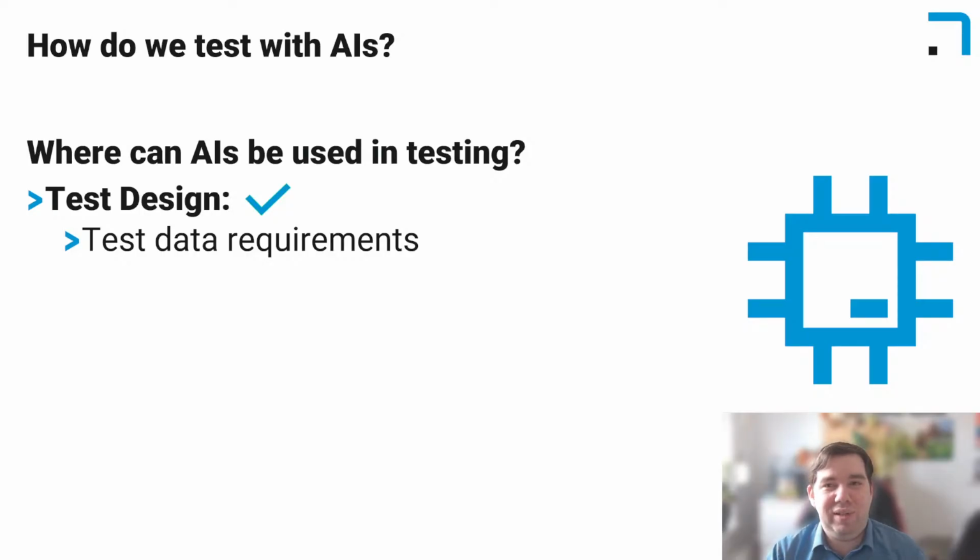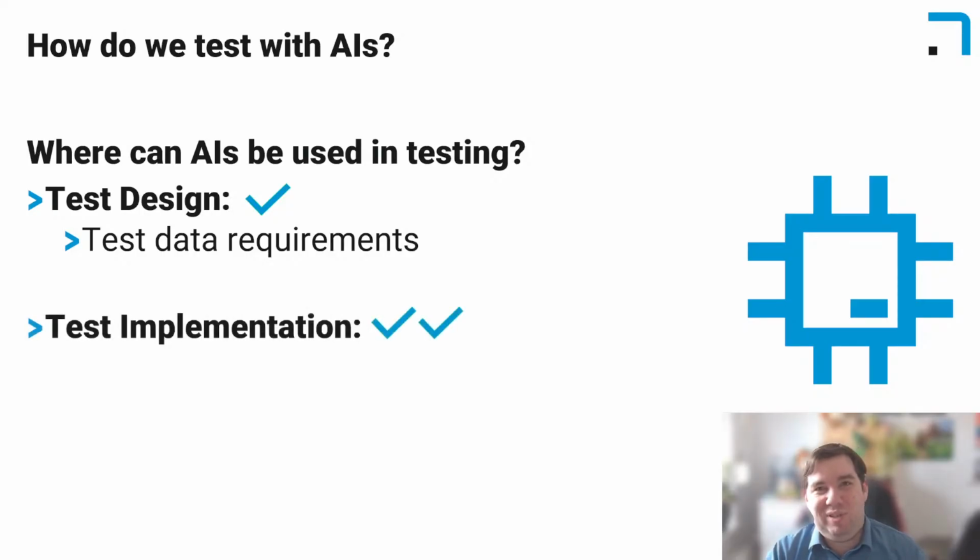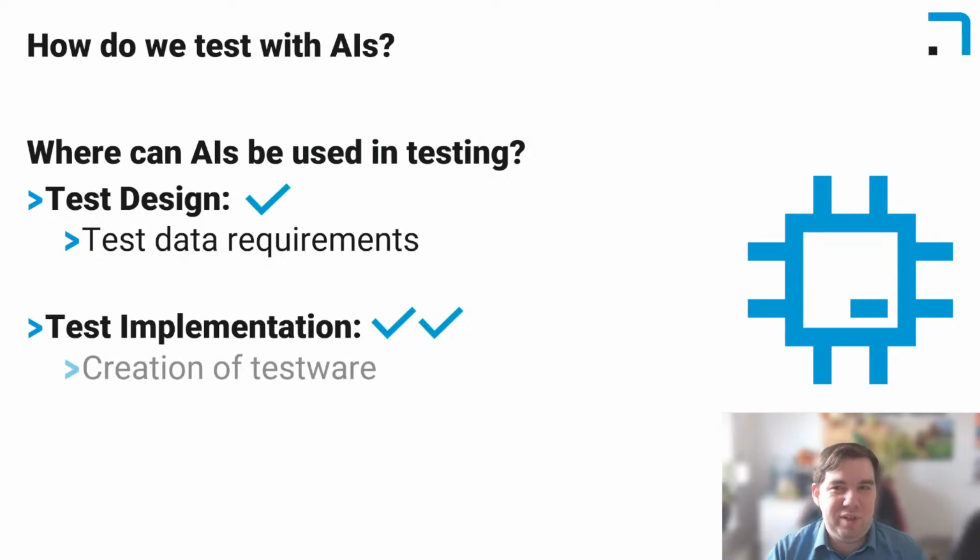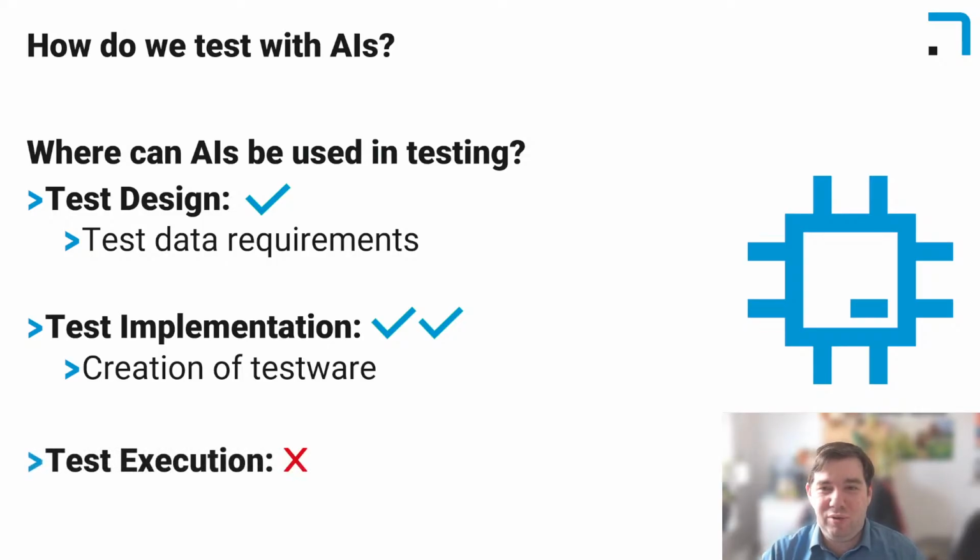But where AI really takes off is in test implementation. Namely, this is the creation of testware. This is creating not only our test scripts and suites, but also our testing data. I think that's a key area in which AI excels. And it's useful that it really excels here, because then we have test execution, where we run our tests.